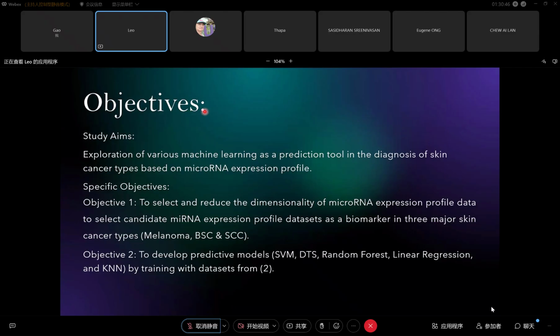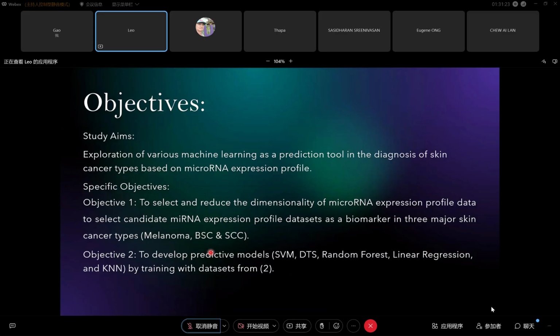So the objective here is to explore various machine learning methods as a prediction tool in diagnosing skin cancer type based on microRNA expression profile. The specific objectives: first, of course, when we get the data, we need to select the appropriate data to use. So objective one is to select and reduce the dimensionality of microRNA expression profile data, because this data comes from a public data set, and to select candidate microRNA expression profiles as biomarkers in the 3 major skin cancer types. We'll be focusing on melanoma, BCC, and SCC first.